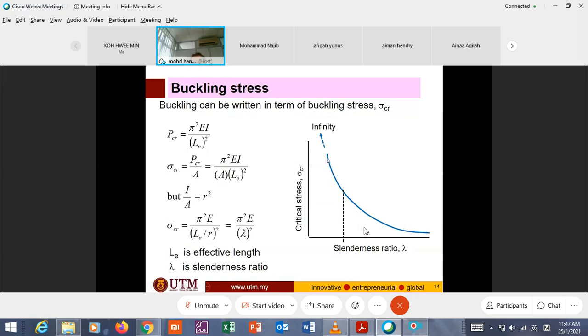If you see this buckling curve, now we change from load to buckling stress. This buckling curve is derived from this one, sigma critical, pi squared E over lambda squared. Lambda is here. So when you plot this, this is the curve, and you see that it will become infinity.